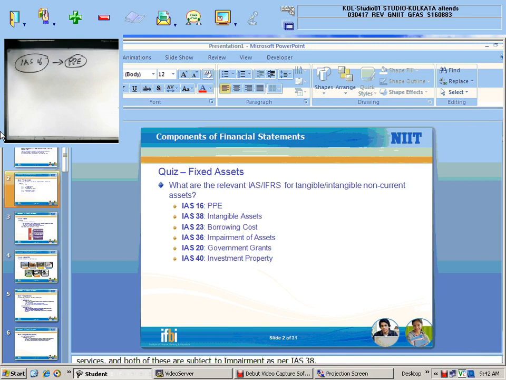Investment property, the last one, which we will not be covering, is IAS 40. Basically, investment property is land or building held by the owner or by the lessee under a finance lease to earn rentals, which is not in the course of business. The business is not in the business of buying property and renting it out. That is not the business of the entity.